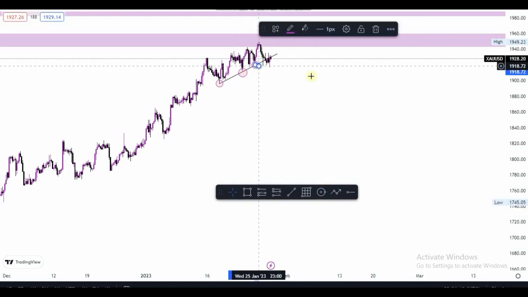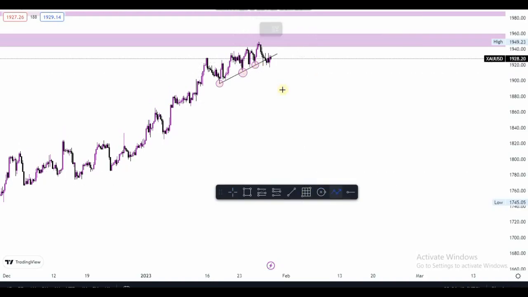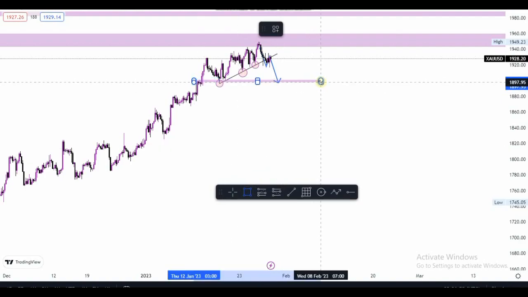And then what did the market do? The market went down, broke the structure, came to retest the level, and now we're looking to head down over here, and then after that look for buys, right? So this is a sensitive level. Why am I saying so?